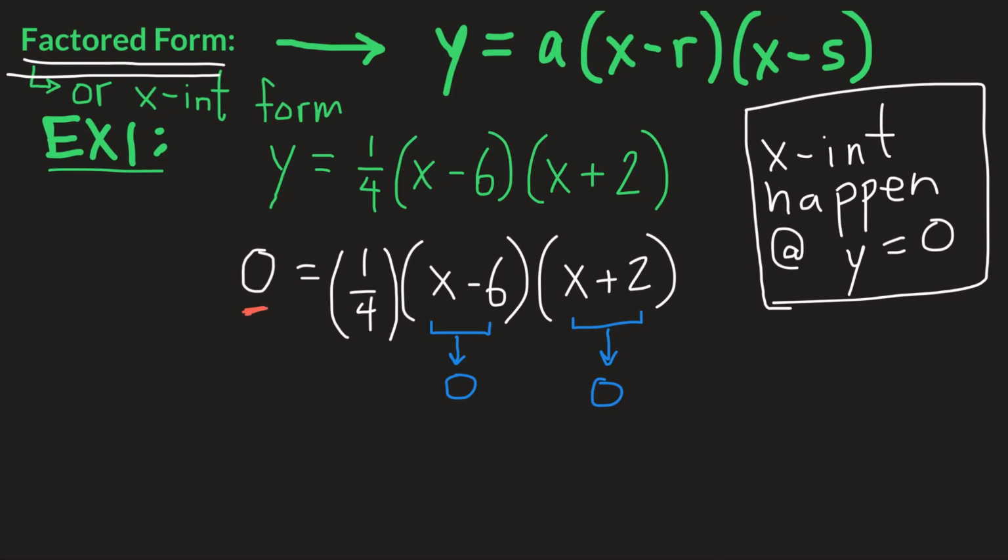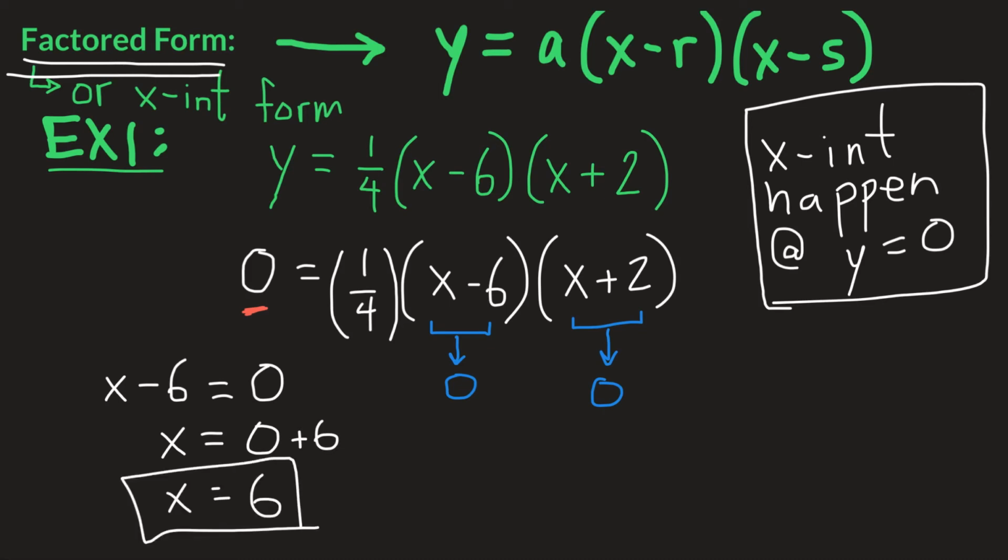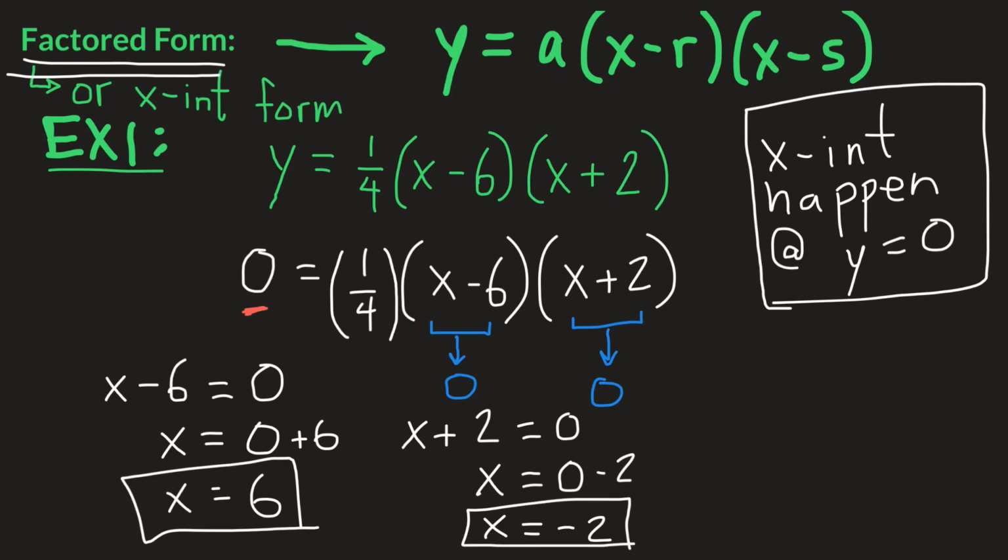If the first bracket is equal to 0, then we set x minus 6 equals 0. That means x equals, bring the negative 6 over to the other side, 0 plus 6 is 6. Similarly, the second bracket, x plus 2, if that is equal to 0, then we can solve for x, bringing the 2 to the other side, and x equals negative 2. These are your two x-intercepts of the parabola.